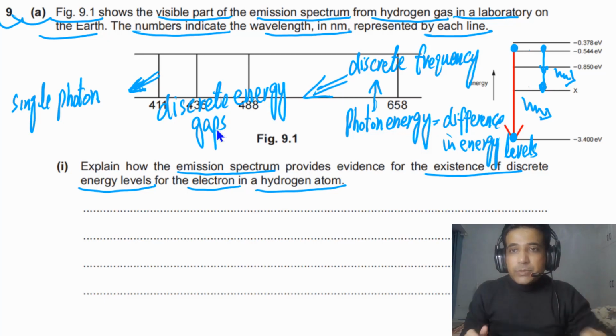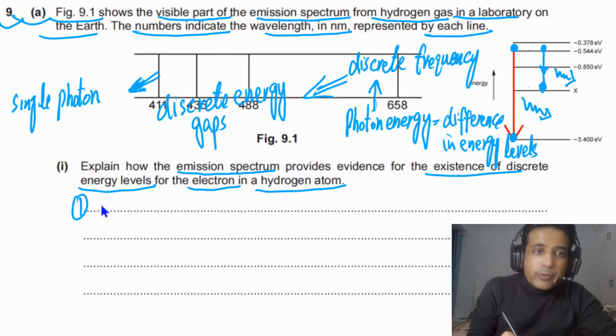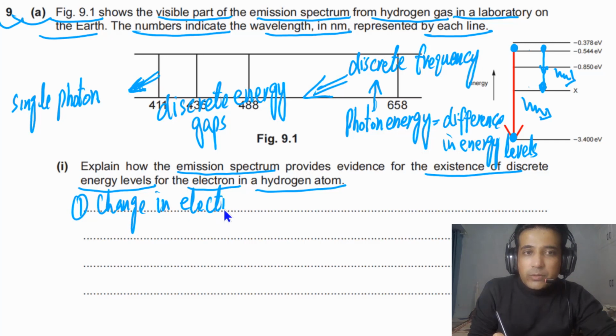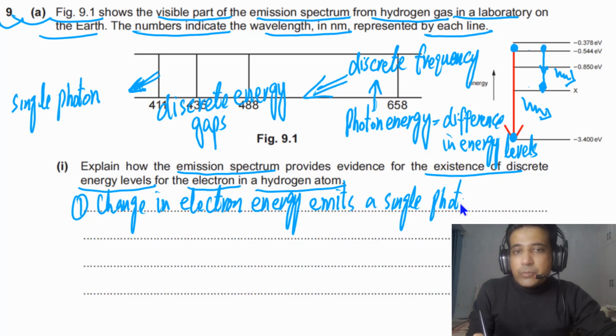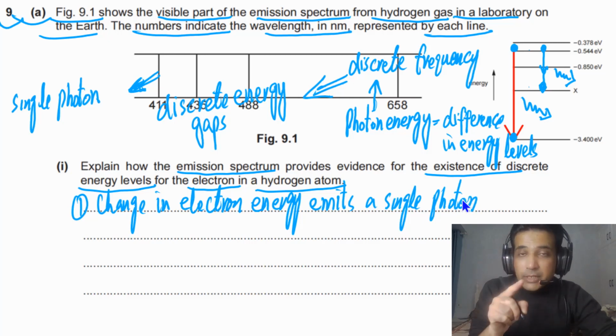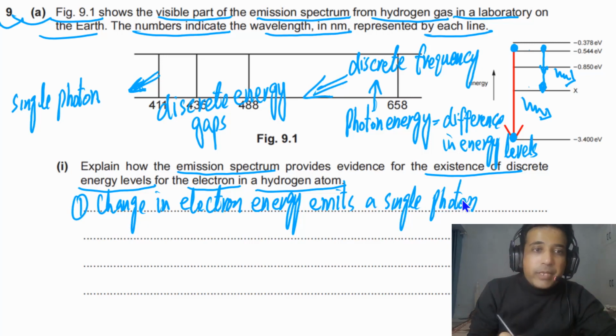For the sake of this question, one point you can write down is: change in electron energy emits a single photon. This is a very important point. Every time an electron jumps from a high energy level to a lower energy level, it will emit energy in the form of a single photon only. The second point we can write down is photon energy.